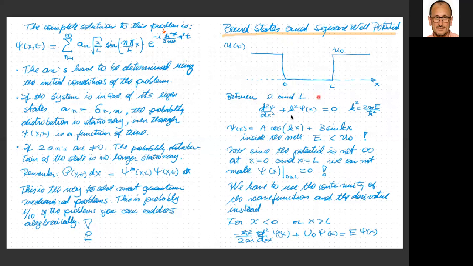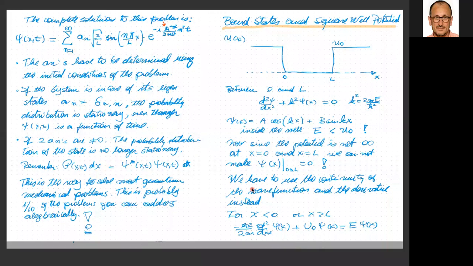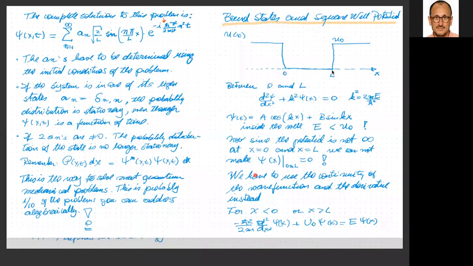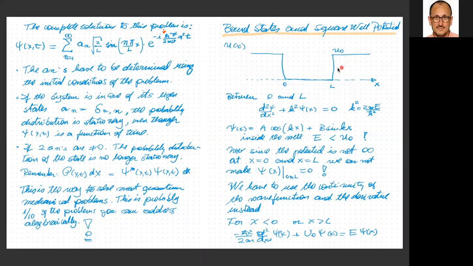First, between 0 and L, the potential is 0, so we are faced with the free particle solution just as we did before. The difference is that now the boundary conditions here cannot be that the function is equal to 0 at this point. Why not? Because this is not infinite. So the only thing that I can say about the solution at this point is that it should be the same as the solution on this side, and also the derivative should be continuous, and the wave function should be continuous. That's what I can tell.